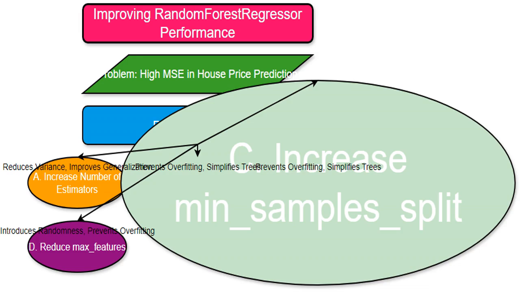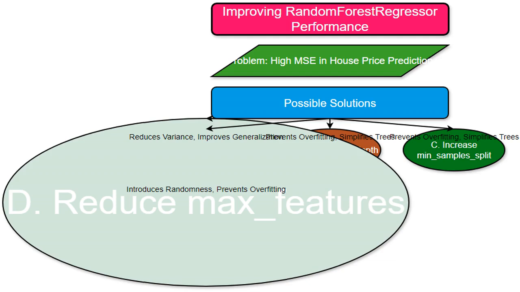To prevent overfitting, I can increase the minimum number of samples required to split a node in a decision tree. By doing this, I make the trees simpler and less likely to learn the noise in the data. Simpler trees are usually better at generalizing to new data. I can limit the number of features considered when splitting nodes in each tree. This adds more randomness, which can prevent overfitting, especially if some features are strongly related or irrelevant. Using fewer features makes the trees less sensitive to noise in the data.